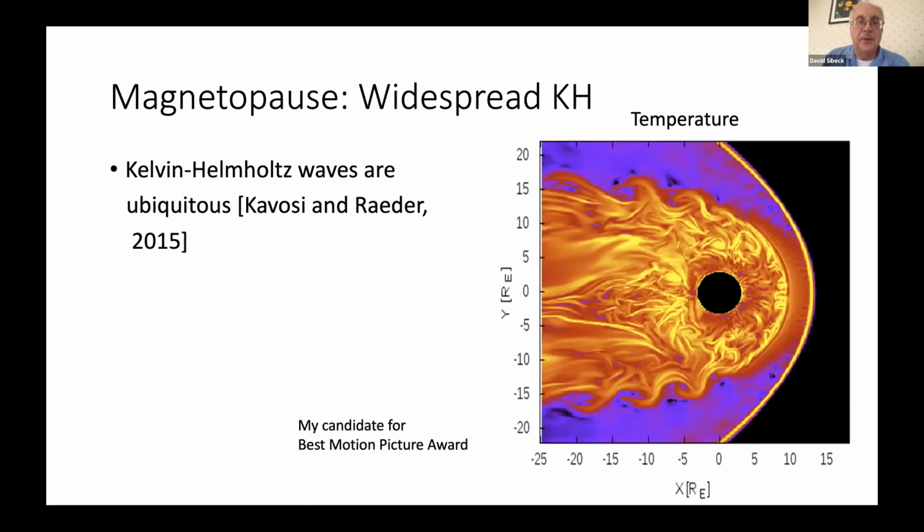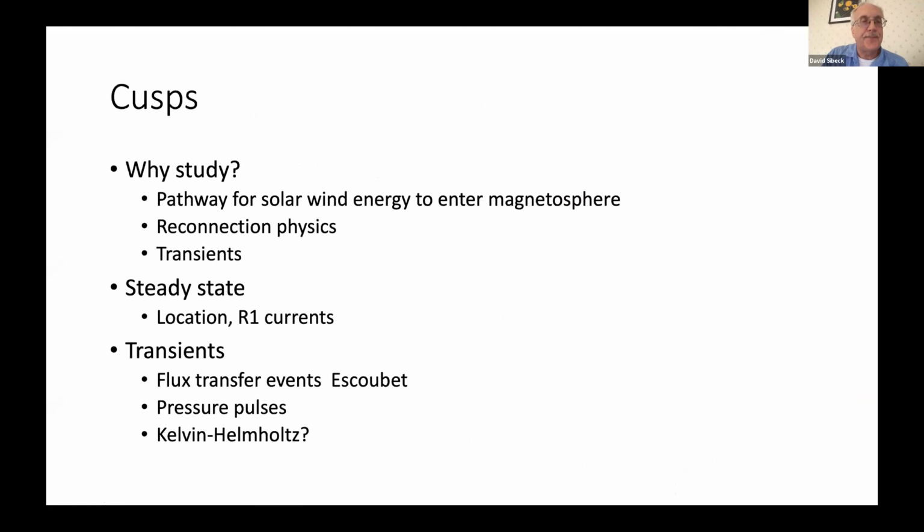My favorite picture in this talk, Kelvin-Helmholtz waves, surprisingly far more prevalent than anyone would have thought. And here they are, ripples on the flanks of the magnetosphere, ripples that Kavosi and Raeder reported were present far more often than anyone would have thought, almost always.